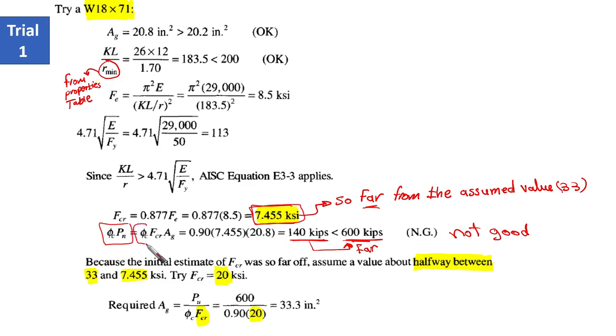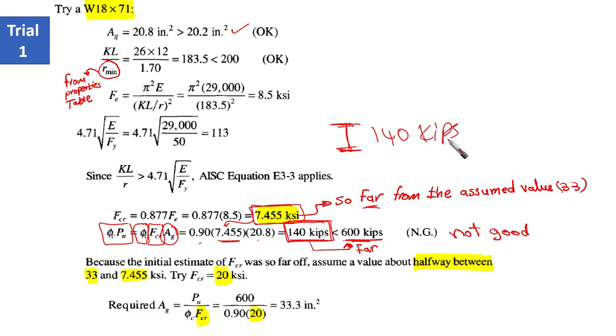Our phi c is going to be 0.9, and FCR, which is 7.4, we have obtained it, and the area gross we already know from before. When you calculate this and multiply, you're going to find that the available strength, or the design strength, of this cross section is going to be 140 kips.